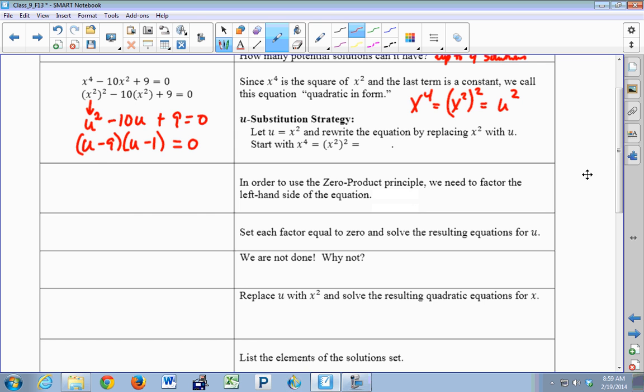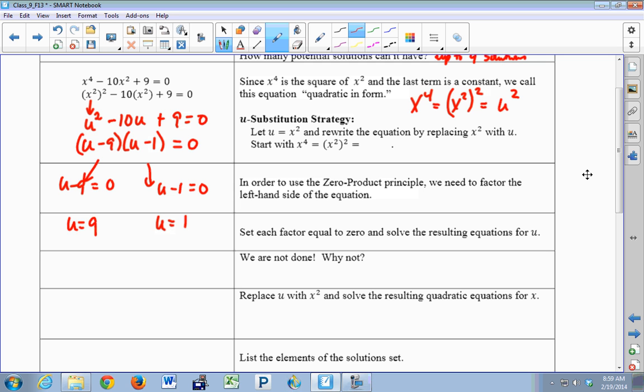And now you use your zero product principle. You set each of the factors equal to 0 and you solve. U equals 9 and u equals 1. So just what you were doing the whole time you were solving quadratic equations. That's why they're called quadratic in form. They're not quadratic because it's a 4th degree equation when you start, but they have that pattern that Lee mentioned.